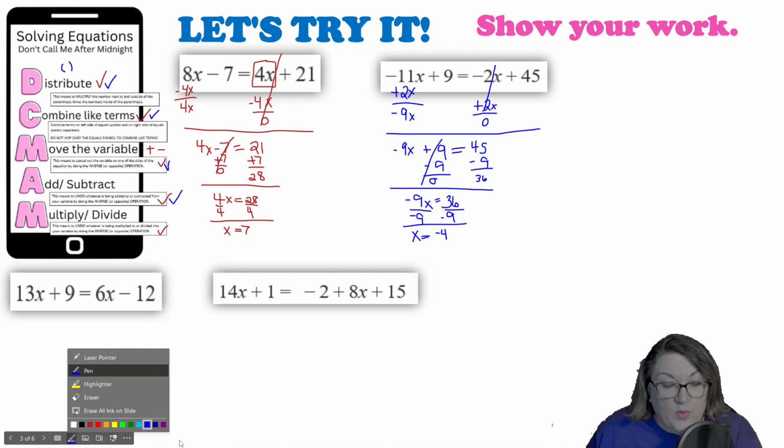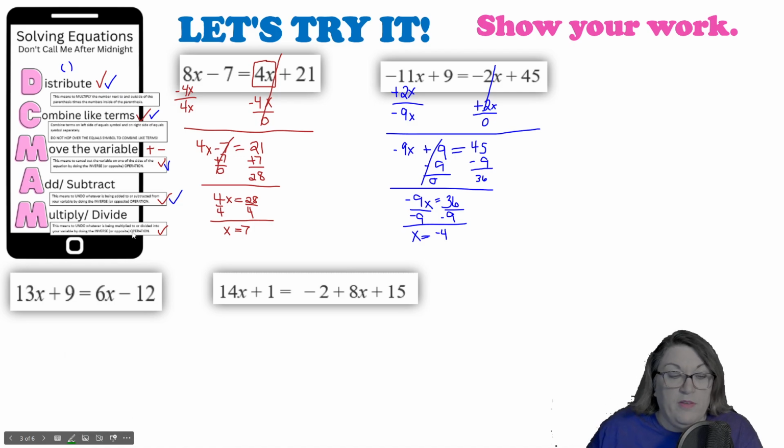And the next one, once again, does not have distributive property. Again, we need a parentheses for that to happen. And there's no combining like terms on the left side. There's no combining like terms on the right side. So we're on this step, moving the variable. We have a 6x and a 13x.